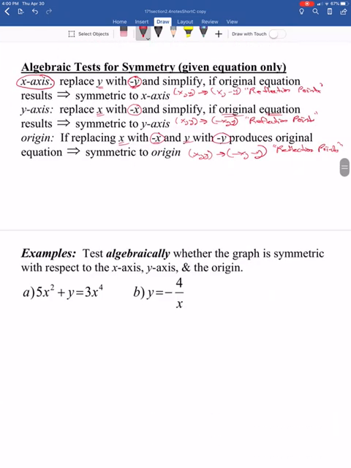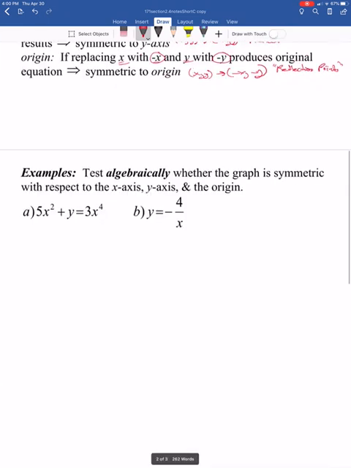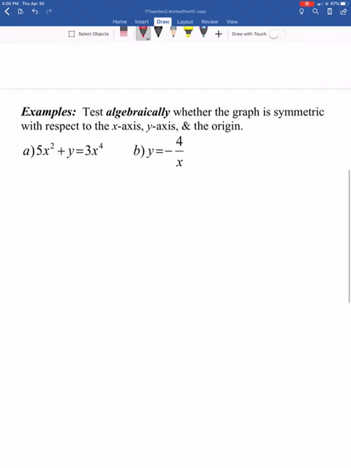So let's test algebraically. And if you want, we can look at it graphically. If you would like, we can graph it and show it too. But let's take an example here, A. Now here's an equation that reads 5x squared plus y equals 3x to the fourth power. Now you might already know what its graph looks like. Maybe you graph it in your calculator and you already see what it has symmetry with respect to. But there's 3 tests. So let's start with the x-axis, for example. Is this graph symmetric to the x-axis?